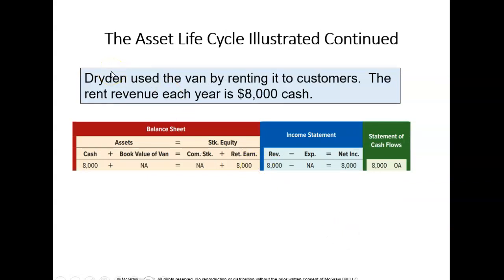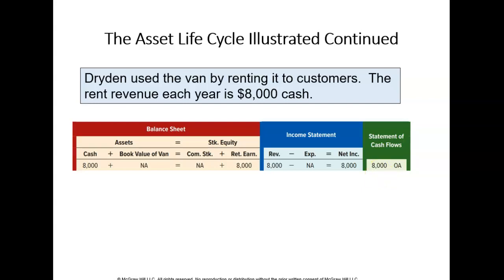Now, the van was rented to our customers for the year, and we earned revenue of $8,000 in cash. We're going to earn $8,000 each year. So our cash account will increase by $8,000. Retained earnings will increase by $8,000 because your revenue increased by $8,000. Statement of cash flow, there's an $8,000 increase as an operating activity.